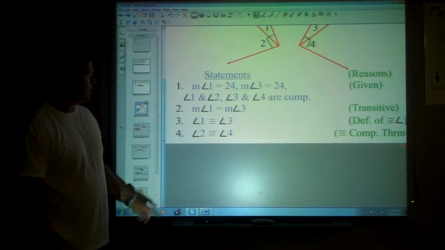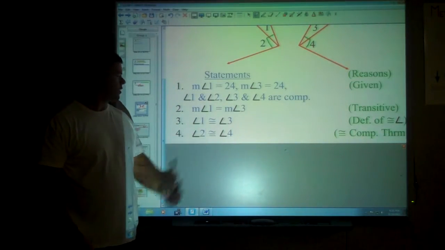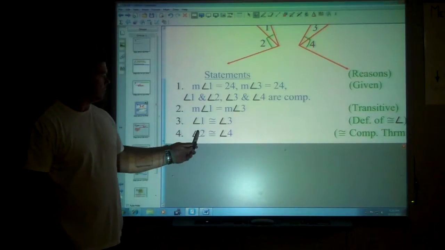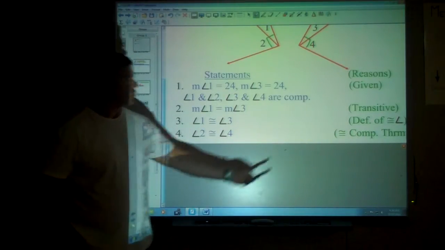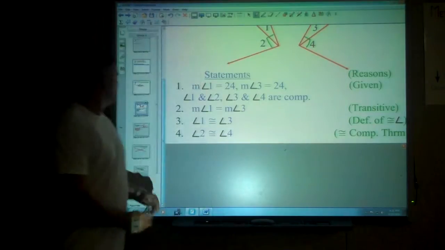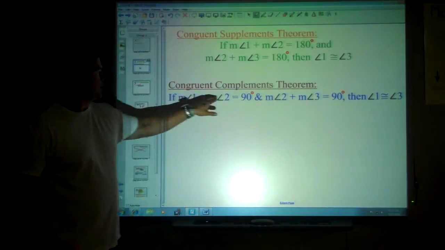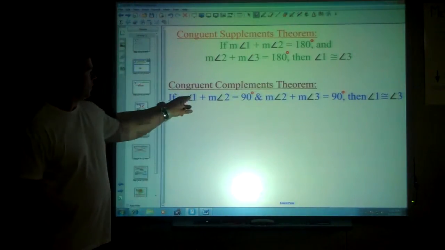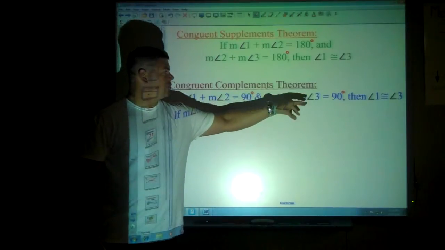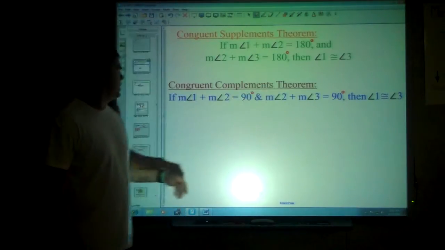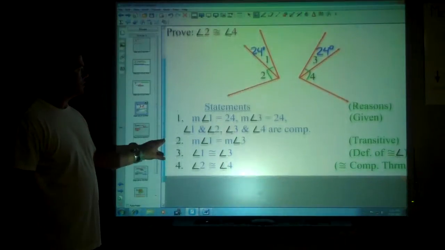And finally, because we know that angle 1 is congruent to angle 3, that would mean that angle 2 is congruent to angle 4 because of the congruent complements theorem. It's based off of this right here. We know that 1 was the same as 2, and 2 is the same as 3, therefore 1 would be the same as 3. The only difference is the numbers they're using.